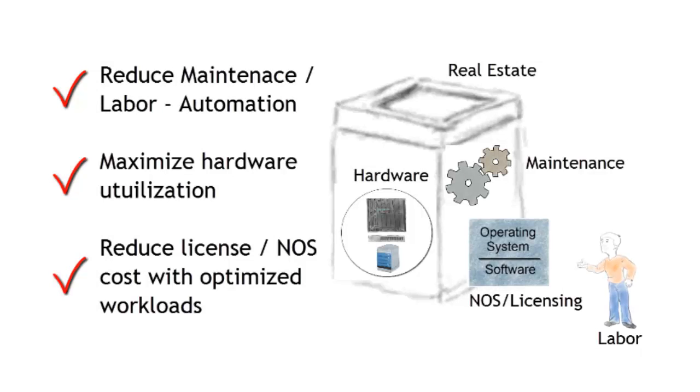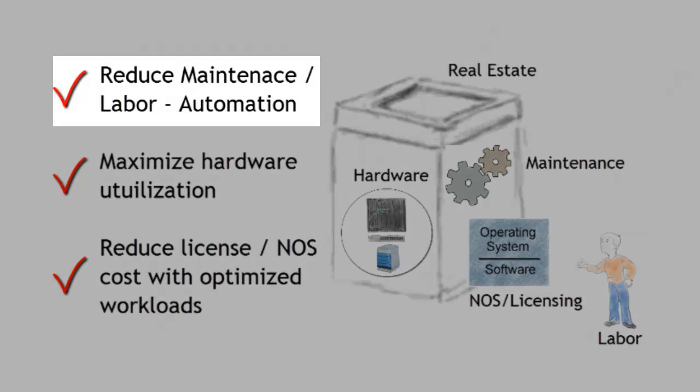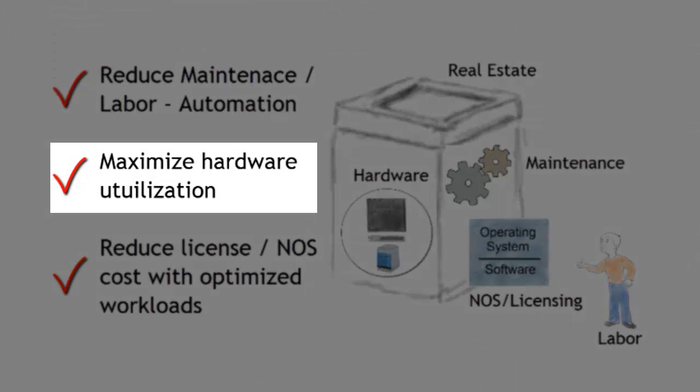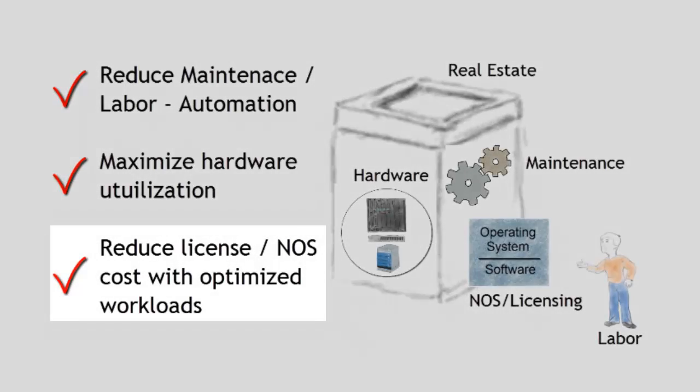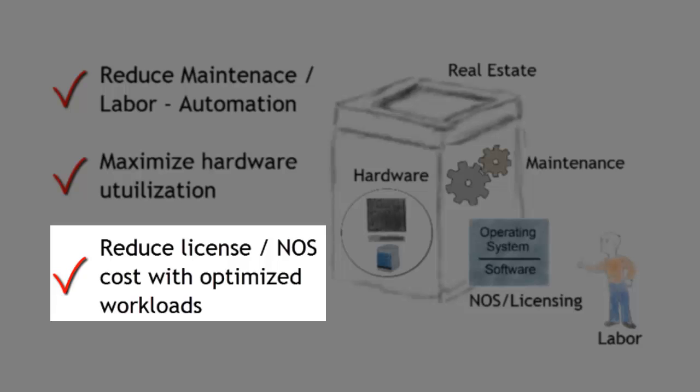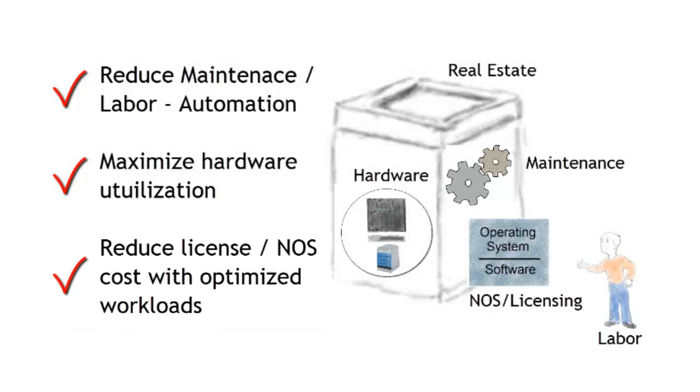So in summary, we need to reduce our maintenance and labor through automation. We need to maximize our hardware utilization. Looks like I have a typo there. Maximize the utilization of our hardware. And we need to attempt to reduce our licensing or operating systems and optimize our workloads with the right hardware and the right operating system that will do the job.